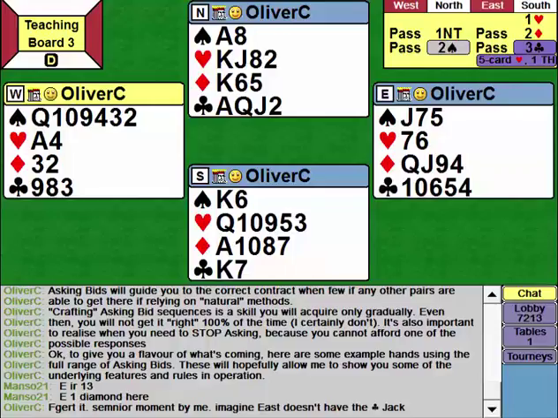So this is showing only a five card heart suit. This is a two step response. Only a five card heart suit and one of the top three honours. So from North's point of view, we know that South has got five to the Queen or five to the Ace. But they haven't got five to the Ace Queen. So we know we've possibly got a heart loser, or definitely got a heart loser, depending on whether they have the Ace or the Queen.